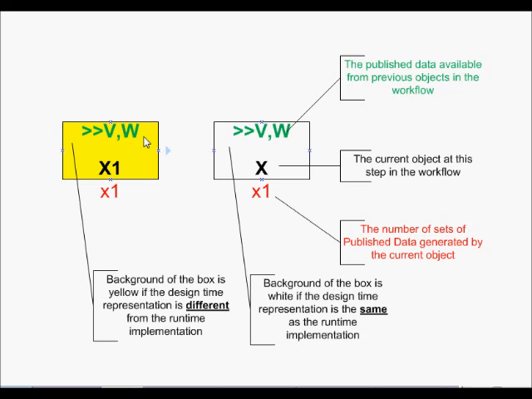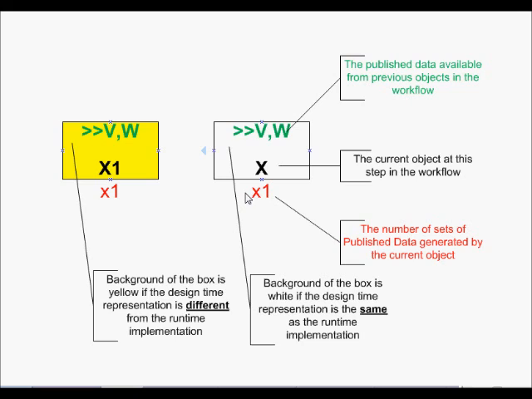The green text at the top of the box represents the published data that is available to the current object from previous objects in the workflow. Each term, separated by a comma, indicates a set of published data from the object with the same name. The black text at the bottom of the box represents the name of the current object. It is the name that will be used in subsequent objects to represent the published data generated by this object.